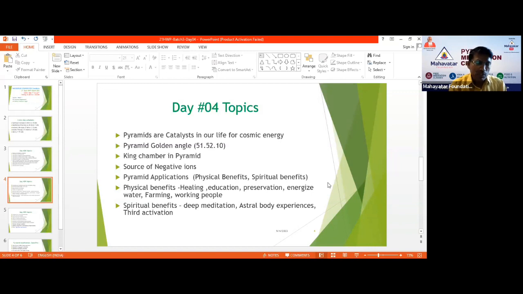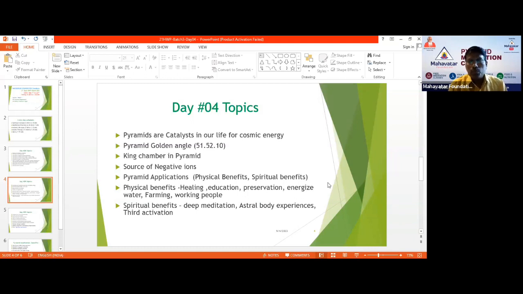Similarly, friends, the same effect of negative ions is present in nature. An ample amount of negative ions are present in nature, and the same scenario is created inside the pyramid. That is why the pyramid is so powerful in supplying negative ions to the physical body. That's why there are a lot of applications. Let's come to the applications now.